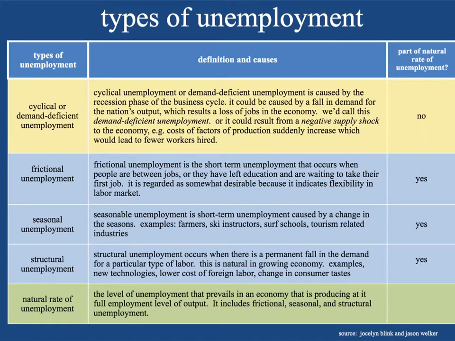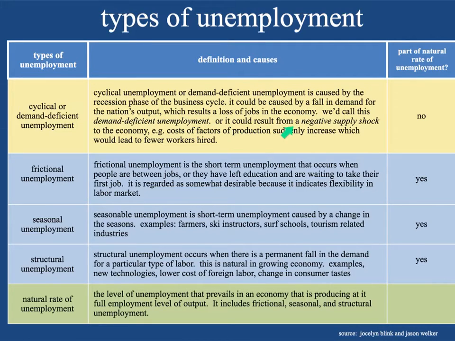Okay, so there are four types of unemployment, and one of them has two names. Okay, so let's first look at cyclical or demand deficient unemployment, and this is the unemployment that you would expect in an economy that is not working well, right? During a recession. Cyclical unemployment or demand deficient unemployment is caused by the recession phase of the business cycle. It could be caused by a fall in demand for the nation's output, which results in a loss of jobs in the economy. We'd call this demand deficient unemployment.